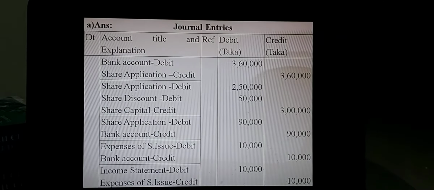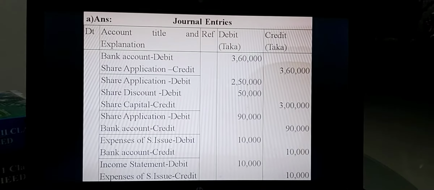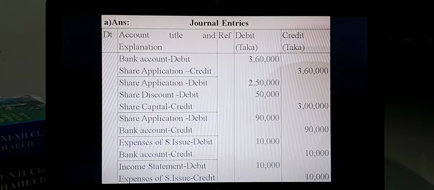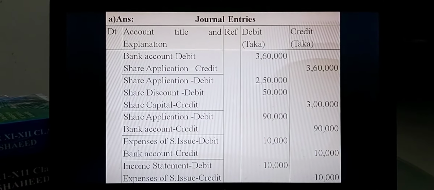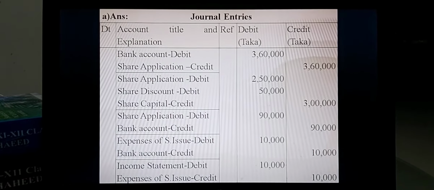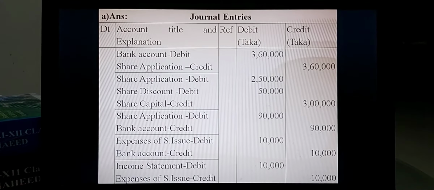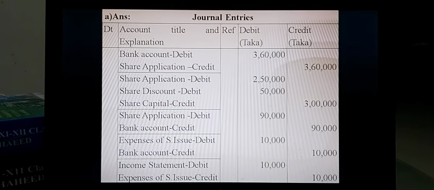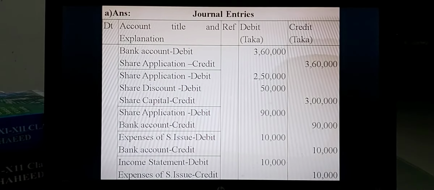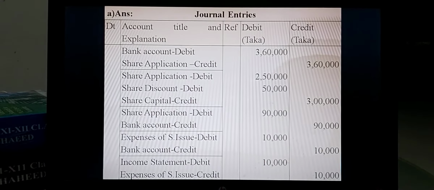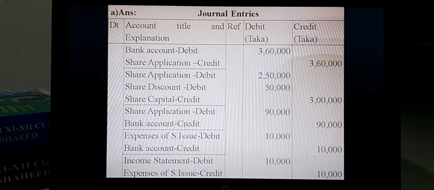Totally 5 columns are available in journal entries: Number 1, date; number 2, account title and explanation; number 3, reference or ledger folio column; number 4, debit Taka; number 5, credit Taka.